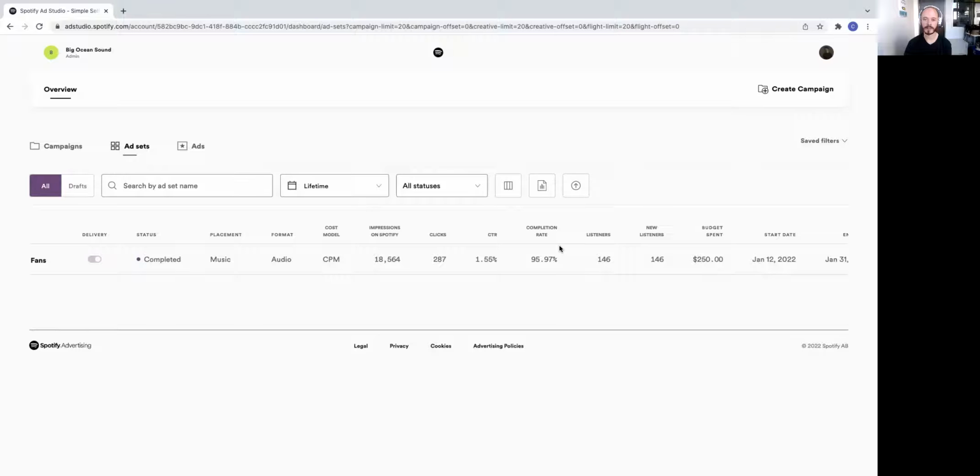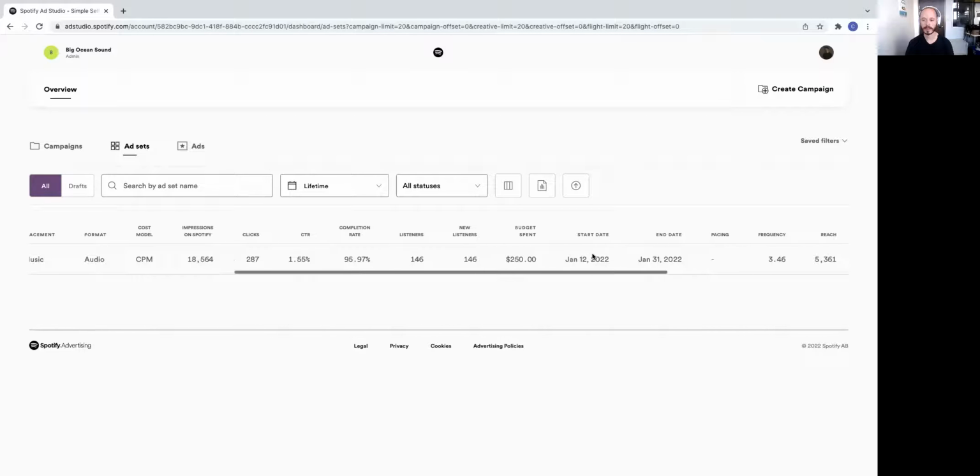Completion rate, these are all free or freemium listeners. So pretty much if they want to continue listening on Spotify, they have to keep listening to your ad. That's the beauty about Spotify ads, I think. They can't scroll past it. They have to keep listening to the whole thing. I'll show you my creative in a second, but I just want to give you the breakdown about what happened first.